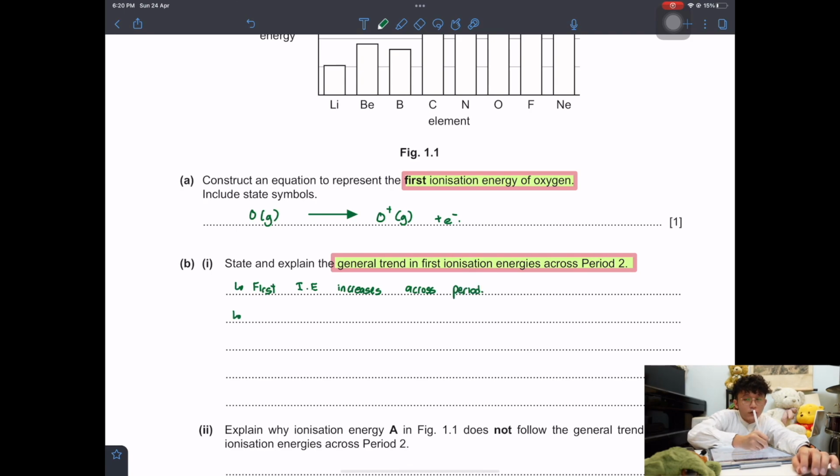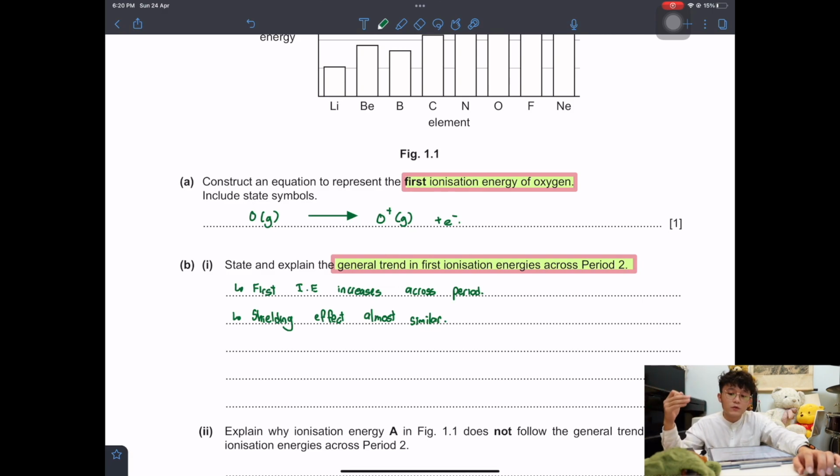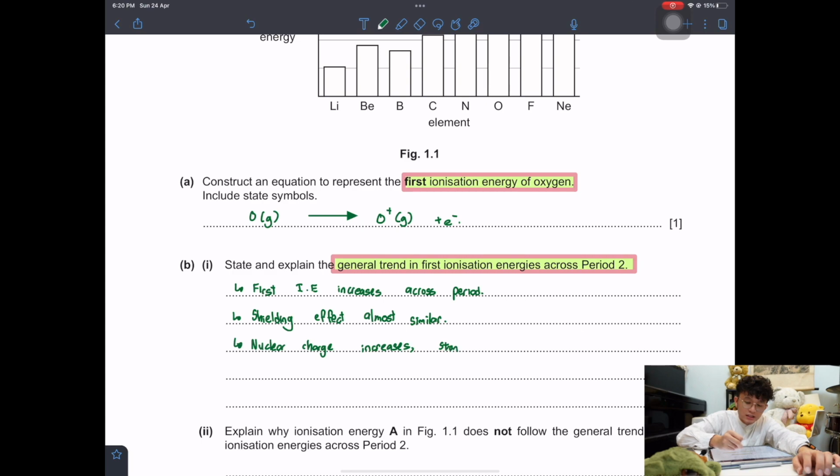Can you tell me why? First point, please always mention shielding effect. The moment they ask you for IE, please relate to shielding effect. So shielding effect is almost similar across the period. Across the period we are getting more and more protons, so the nuclear charge increases. When nuclear charge increases, what happens? You have a stronger nuclear attraction.